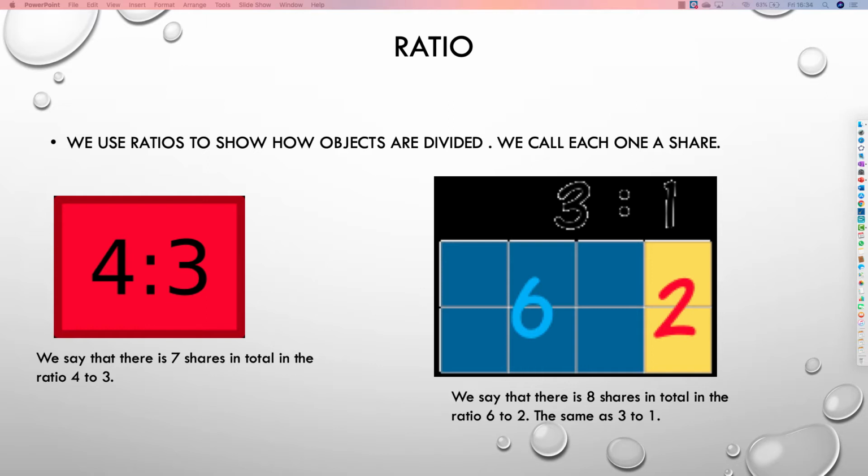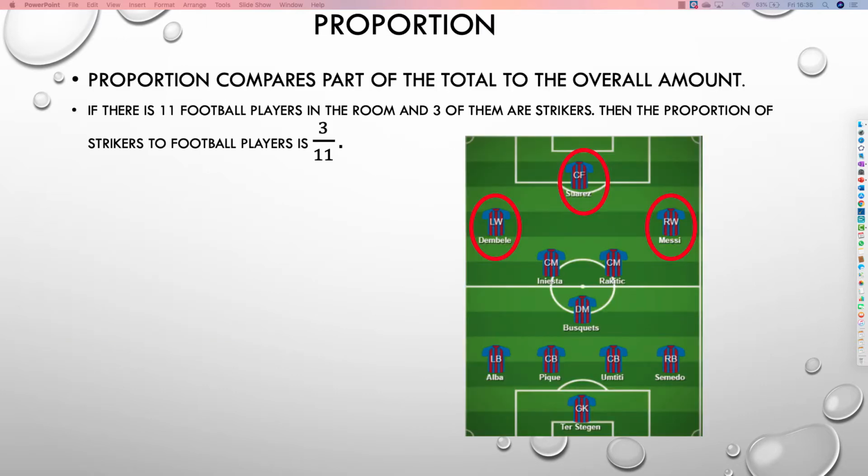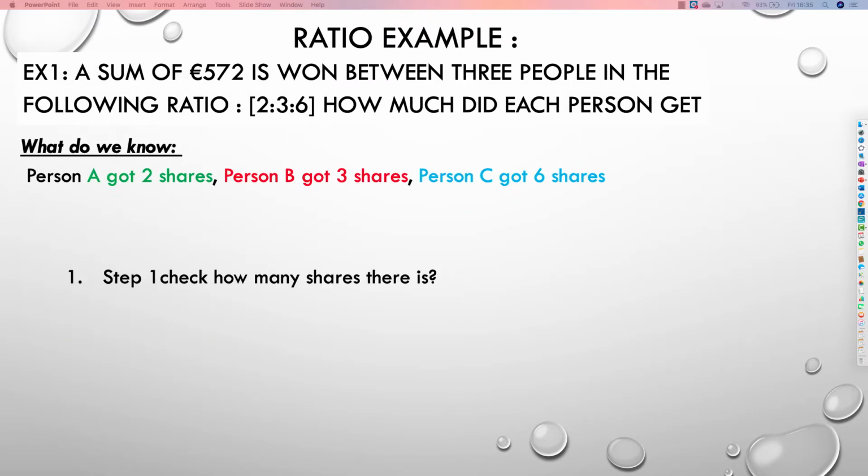So, ratios can also be broken down. If you have, for example, a ratio of 6 to 2, it's the exact same thing as a ratio of 3 to 1. Alright? So, what I want you to do is have a go at the following. A sum of €572 was won by 3 people in the ratio 2 to 3 to 6. How much did each person get? So, little hint, first step is check how many shares there are.